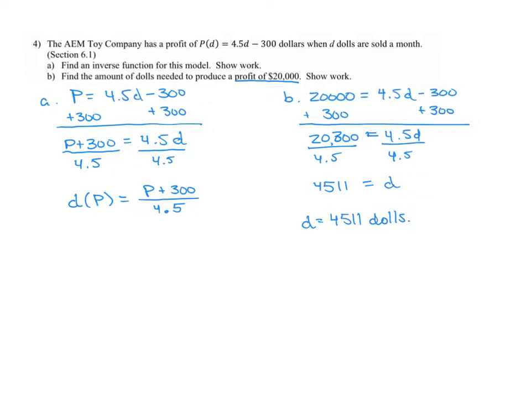If you plug this into the inverse function, notice that we are doing the same thing. It's just a matter of whether we're looking at two sides of the equation or not. How do we solve for D? We add 300 and then divide by 4.5. Okay, so that takes care of problems 3 and 4.